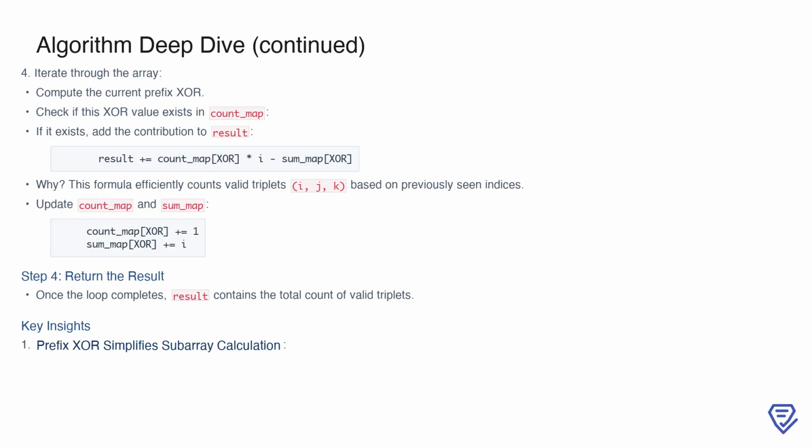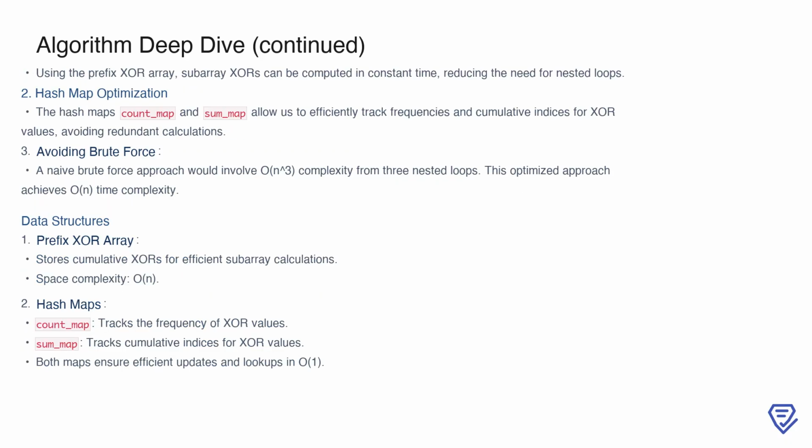calculations efficient and linear. The prefix XOR array is a powerful optimization tool here, allowing us to compute subarray XORs in constant time, which eliminates the need for nested loops. This is a stark contrast to a brute force approach where we would need 3 nested loops, resulting in a time complexity of n cubed. Instead, by leveraging the properties of XOR and using hash maps, we reduce the complexity to n.